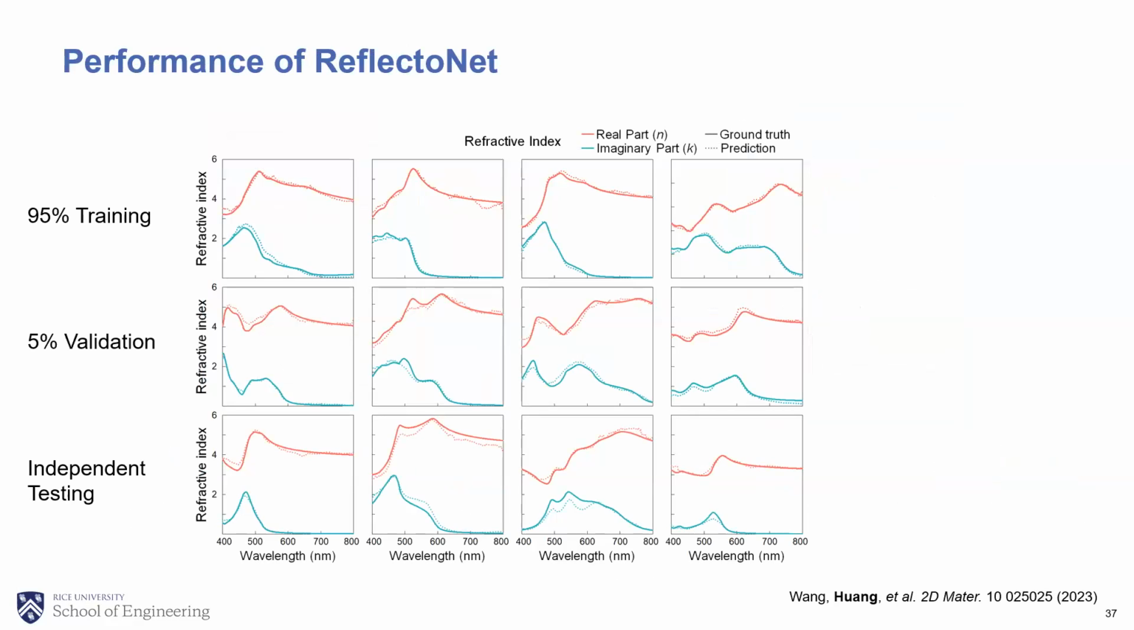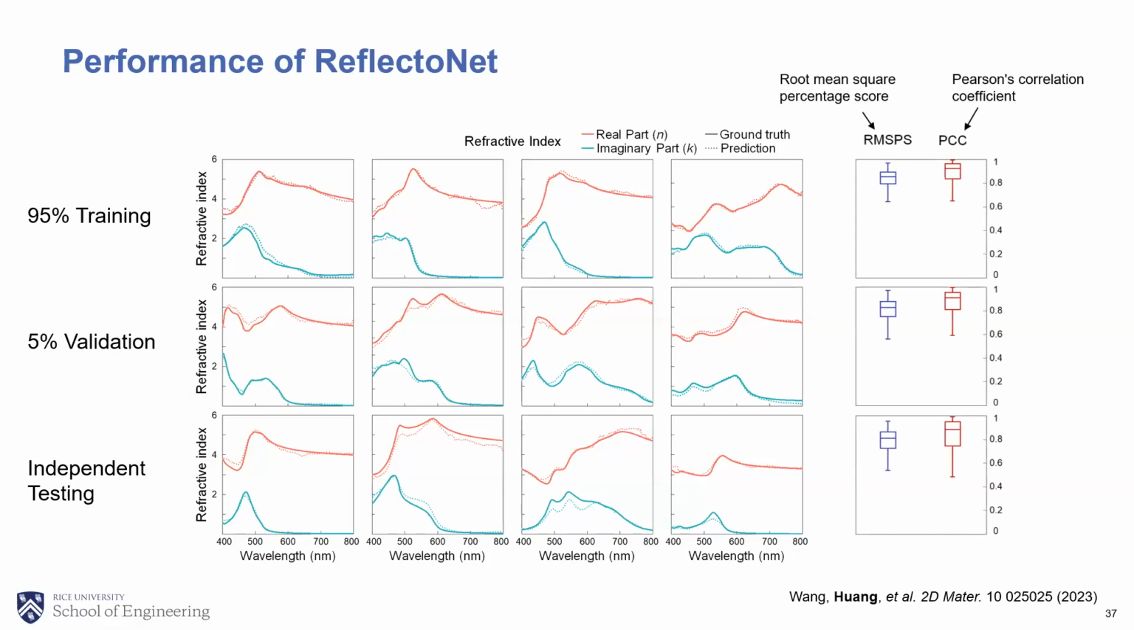Next slide. So now let's look at the performance of ReflectorNet. Here I'm showing some examples from the training set, validation set, and independent testing set. In these plots, the real part N is the red curve, the imaginary part K is the green curve, and the ground truth is shown as the solid curve, prediction as the dotted curve. In all of these cases, you can see the ground truth matches very well with the prediction.